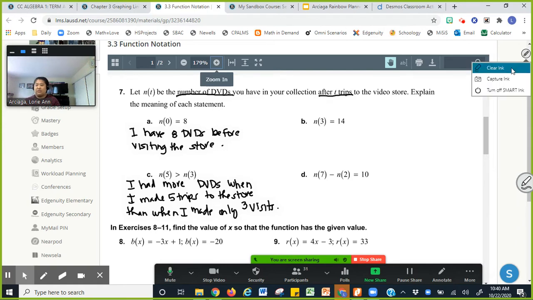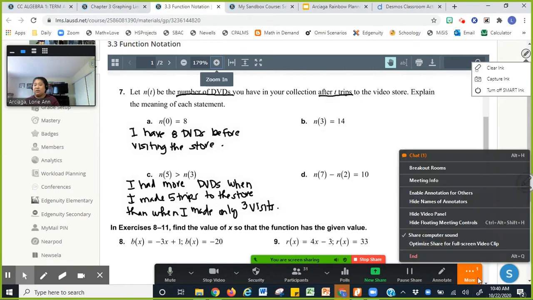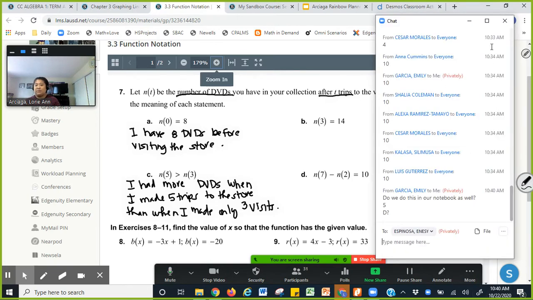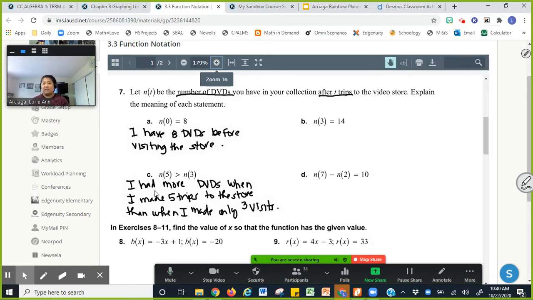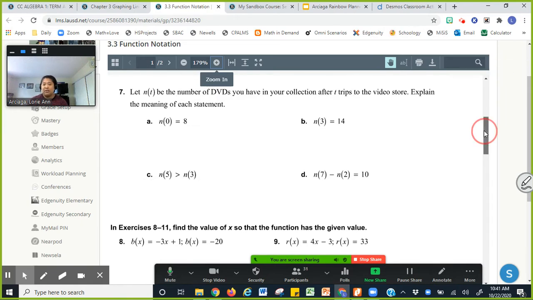Okay, so I'm going to clear the ink now. I hope you had enough time to write that down. For those who just joined us, we're doing 3.3 function notation. It is in Schoology, and they're writing their answers down on a piece of paper. For letter D, you're trying to get the difference this time. So in letter C, you're comparing the amounts, right? So this time you're getting the difference between when you made this many trips and when you made this number of trips. Okay? So the keyword there is you're getting the difference. Okay, I'm going to clear the ink so we can move on to the next part.